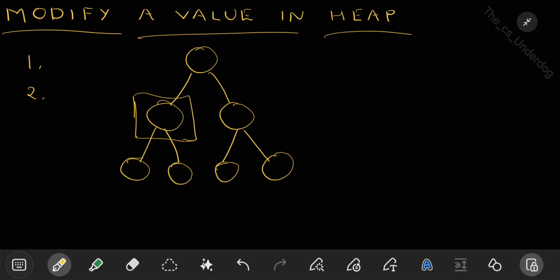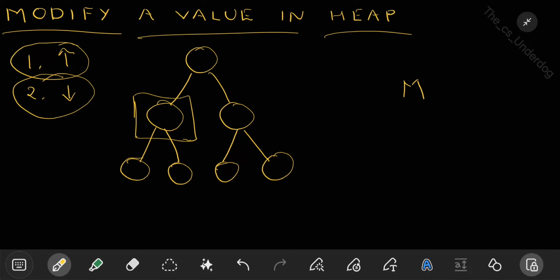The first case is that you increase the value. That is, you made the value larger than what was previously present. And the second case is that you decrease the value. So whatever value was present, you decreased it, so it is a smaller number now. These two cases have to be dealt with separately because they have different procedures to be followed.